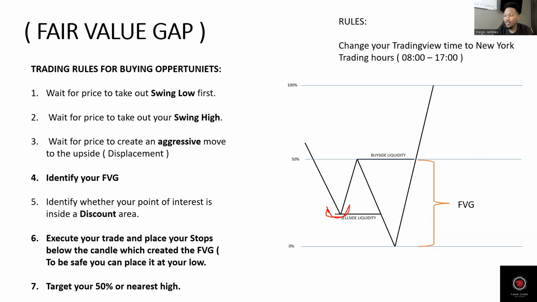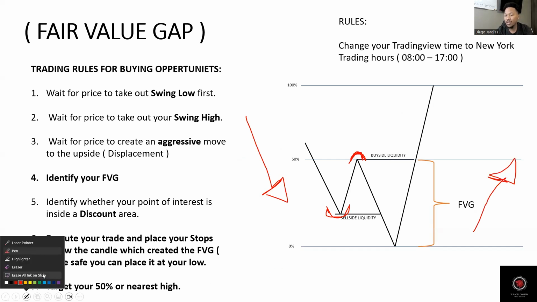Now after this low is taken out, we want to wait for an aggressive push towards the upside, basically some displacement, and take out our swing high, which is coming through right over here. Now, if this is our significant swing high, what will it be? Now we will have an MSS, a market structure shift. With us now seeing a market structure shift, this is telling us that we are moving from a bear market into a bullish market.